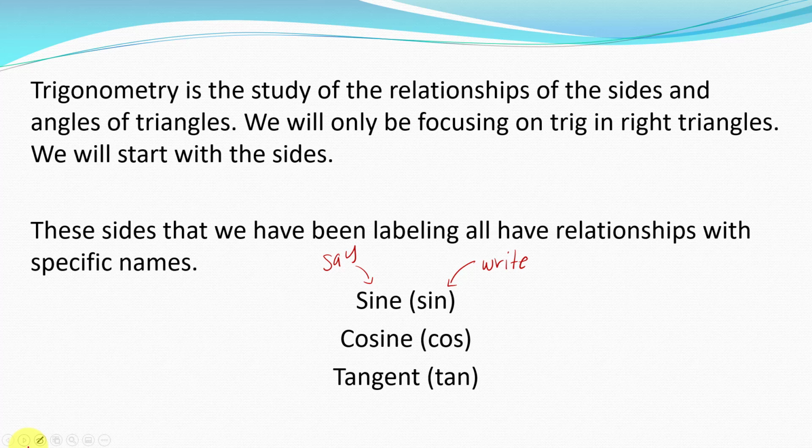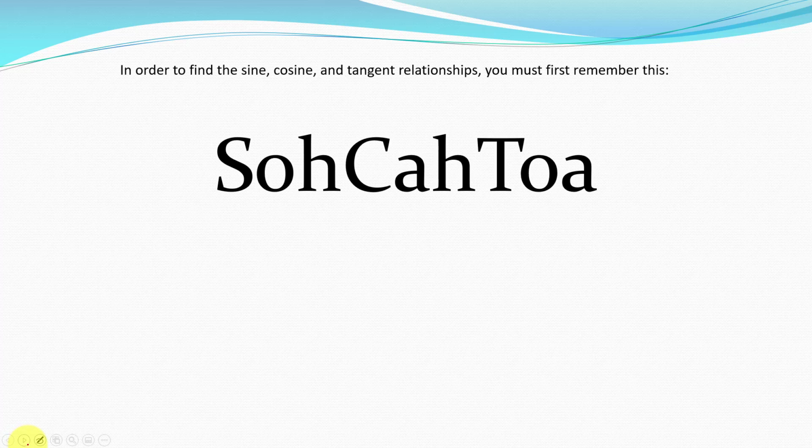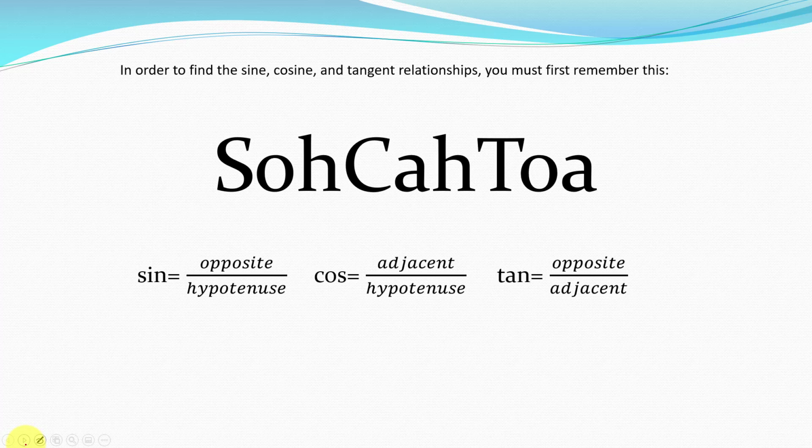All right, so what does this all mean? We've got these trig functions that have special relationships. The sine function is equal to the opposite side over the hypotenuse. The cosine function is equal to the adjacent side over the hypotenuse. And the tangent function is equal to the opposite side over the adjacent side. This is something you're going to need to memorize, so we have a memory trick.